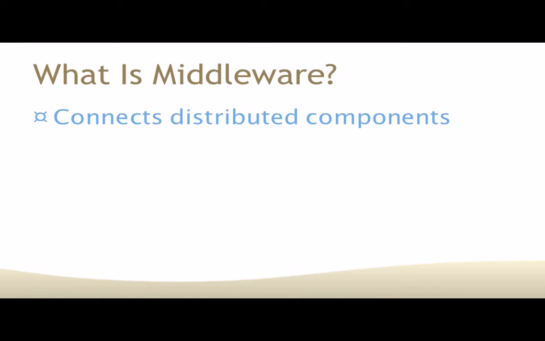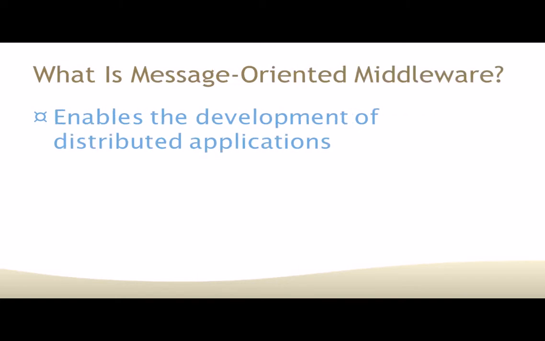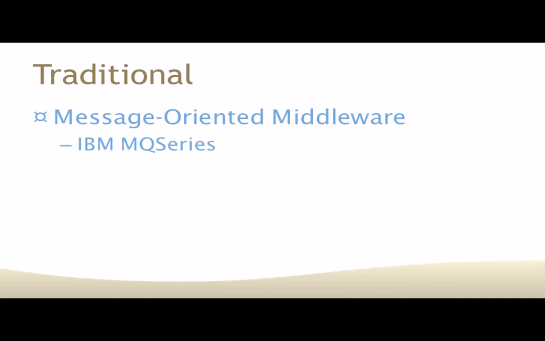What is middleware? Middleware is the term commonly used for a system that sits in the middle of things and is used to connect distributed components or applications. Examples include database systems, telecommunications, and messaging and queuing software. Message-oriented middleware is the messaging and queuing segment of the middleware family. It is a client-server infrastructure technology that enables the development of distributed applications by providing an asynchronous messaging framework, which can be used for intra and inter-application communication, with a focus on security and reliability. Examples include IBM MQ Series, now known as WebSphere MQ, Oracle Fusion, and TIBCO Rendezvous.